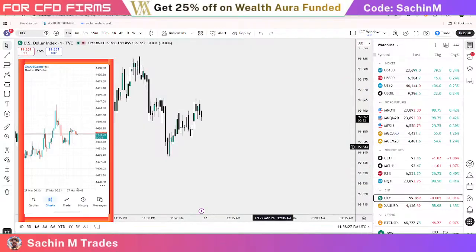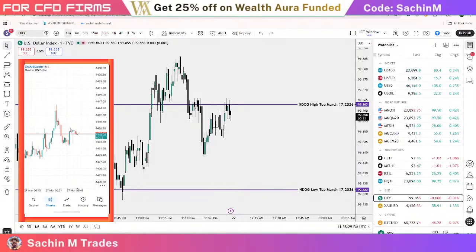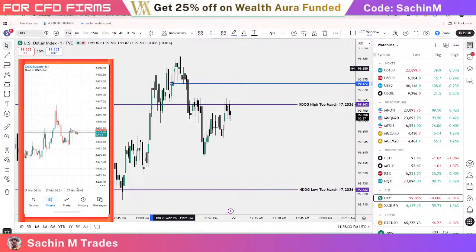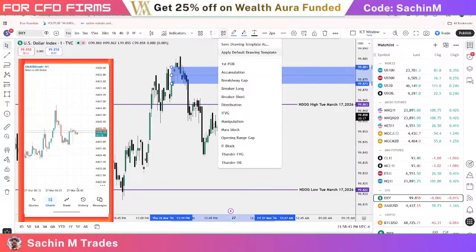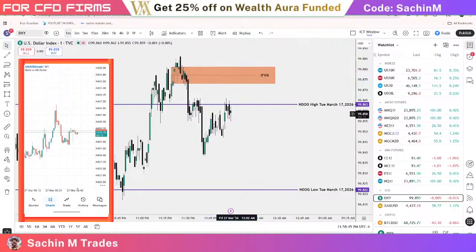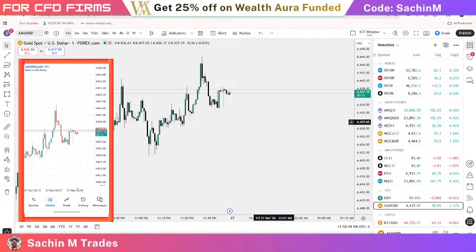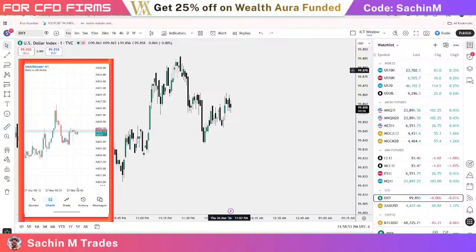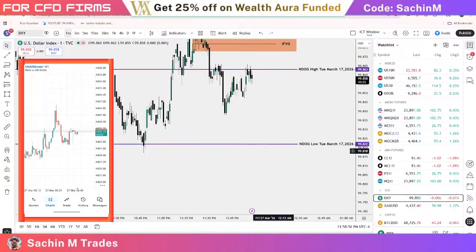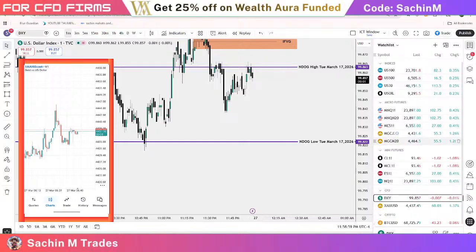The Dixie had some downside potential. Here it is, the inversion fair value gap. So if the Dixie goes all the way up, then the gold can come down and take our stop loss. But if the gold holds and the dollar index goes up till here and comes down, then we can have some hope for the market to go up.